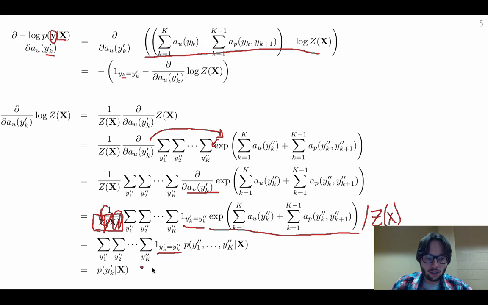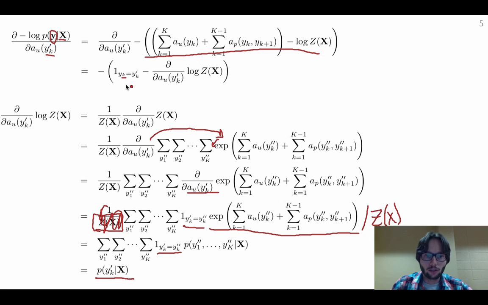And now if I take the sum over all possible sequences, only considering the terms where y prime prime k is equal to y prime k, then I'm just summing the probability of all sequences which satisfy this condition, so all sequences such that the kth element is y prime k. The sum of all of these joint probabilities is just the marginal probability that y prime k is the kth label in the sequence. So I do obtain that this term is p of y prime k given x.